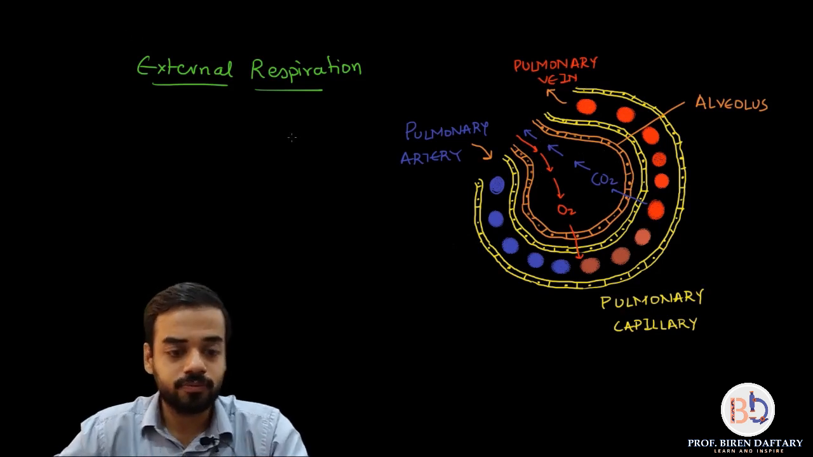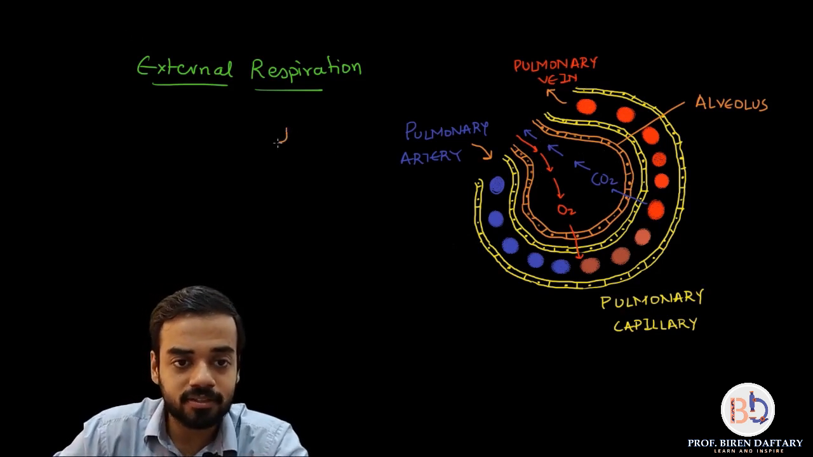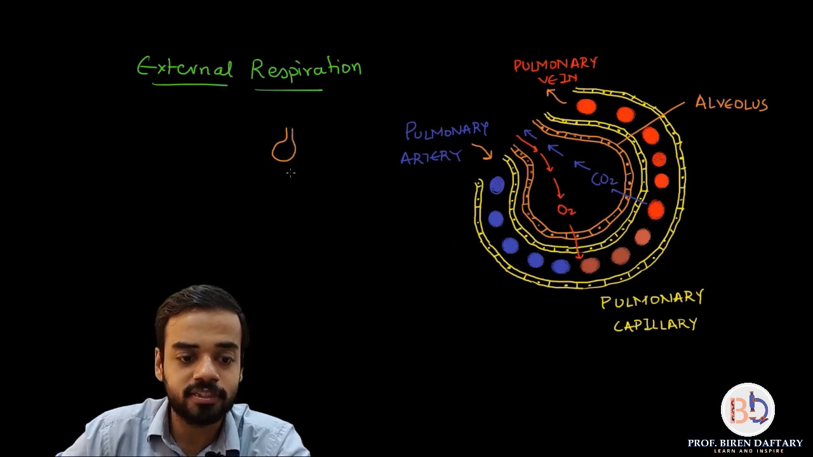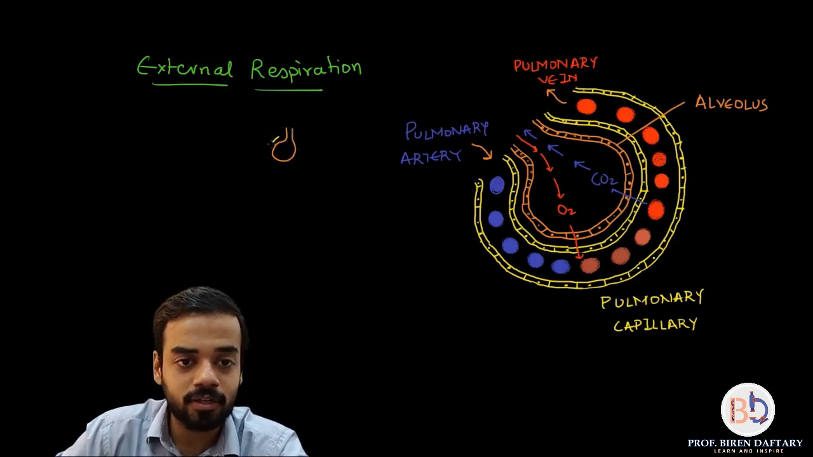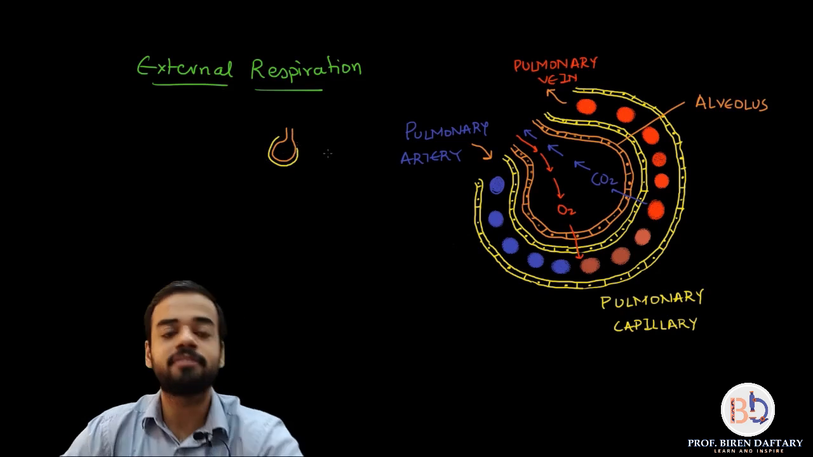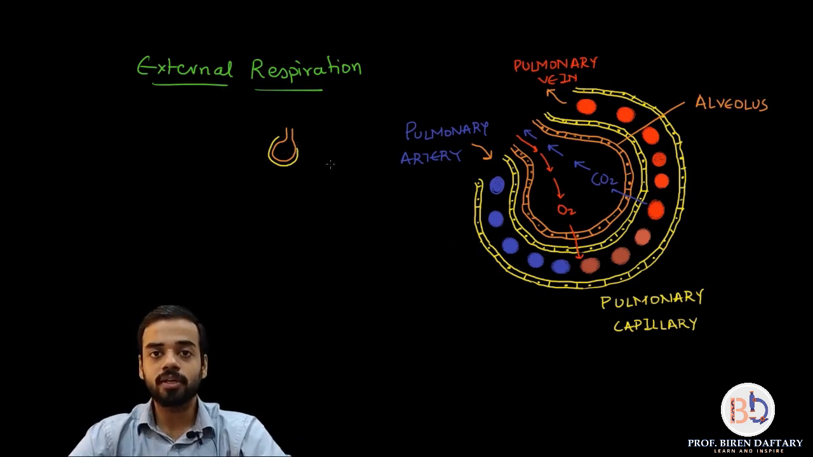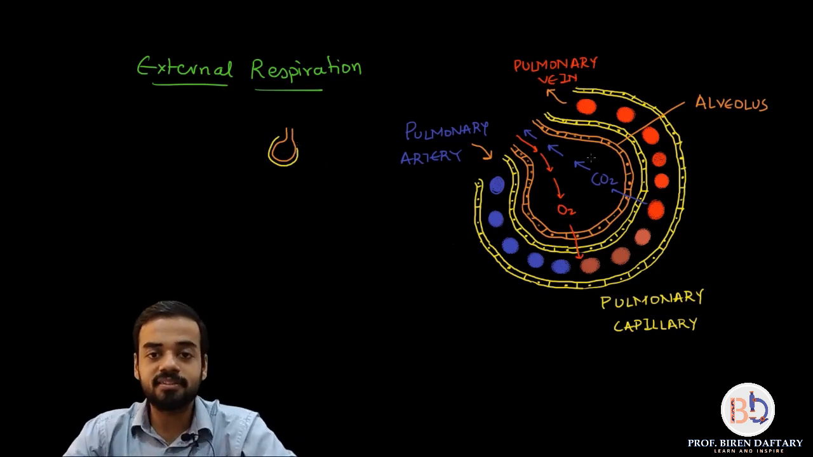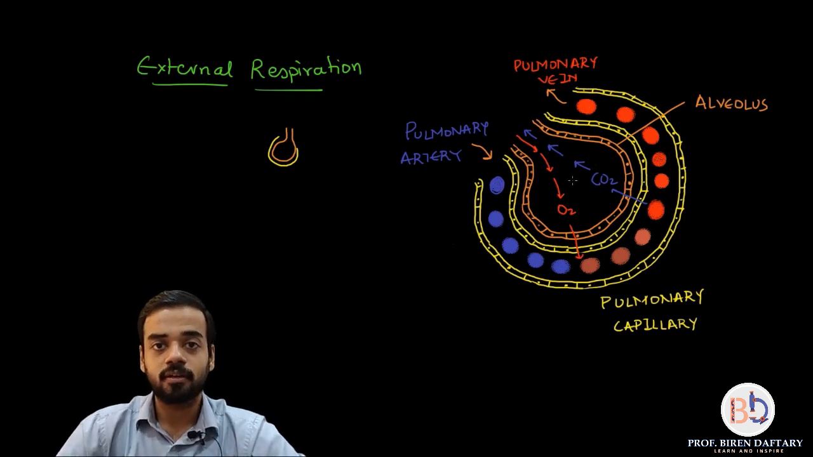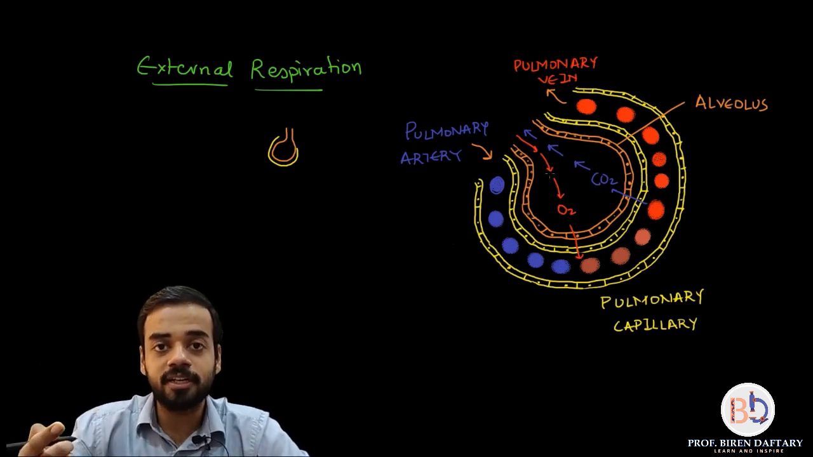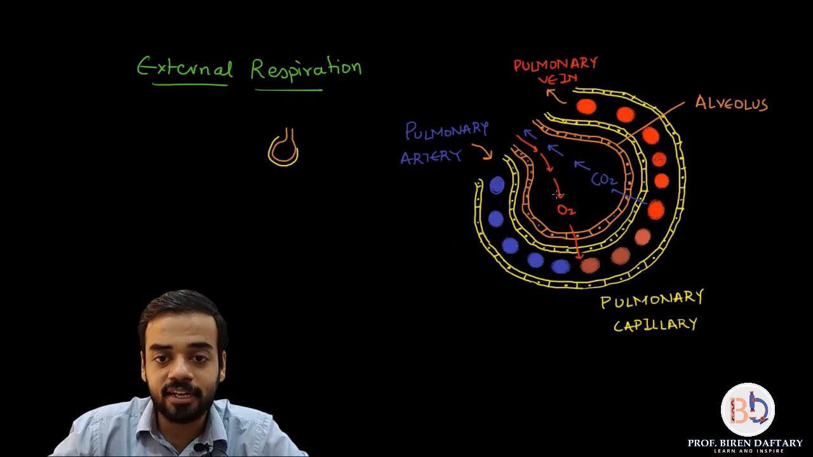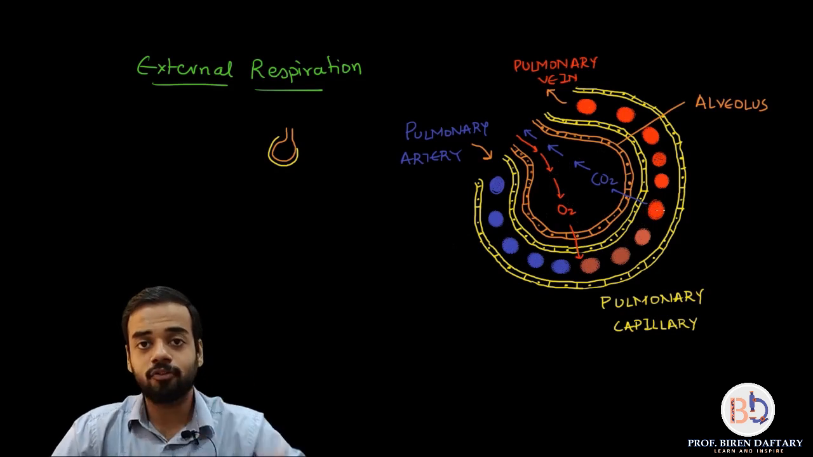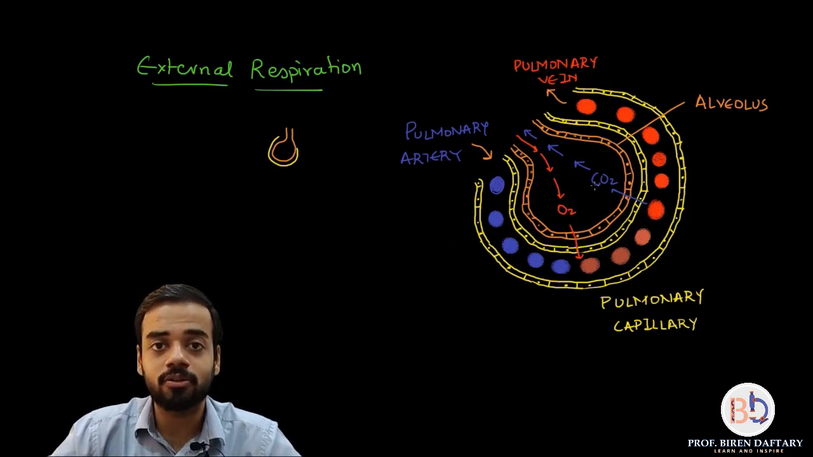Okay, so simple structure if I show, this is one alveolus which I have shown, okay, and surrounding that alveolus is the capillary which I have shown. Okay, so now what is happening is this alveolus is filled with air. Now we have to explain how from this air oxygen is going to go into this capillary, and how this blood having carbon dioxide, from there the carbon dioxide is going to the alveolus.